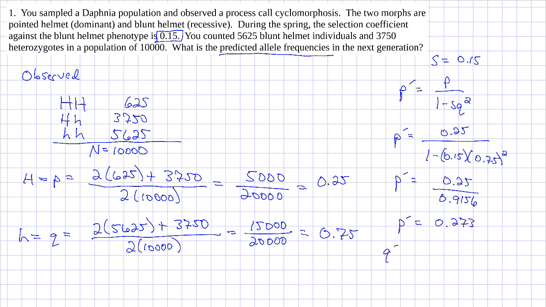We also want to calculate Q prime because I ask for the predicted allele frequencies. This is 1 minus P prime. Substituting gives me a new recessive allele frequency of 0.727.